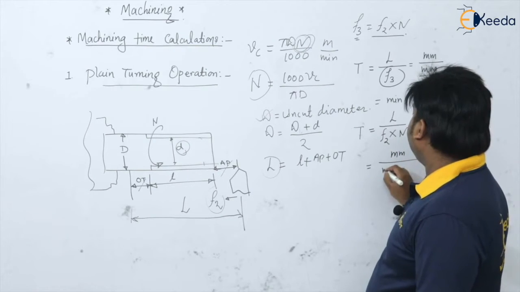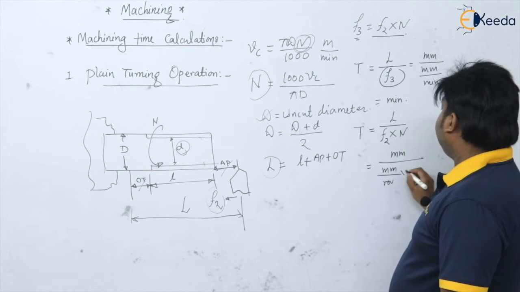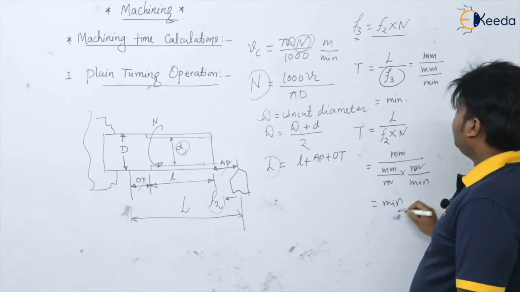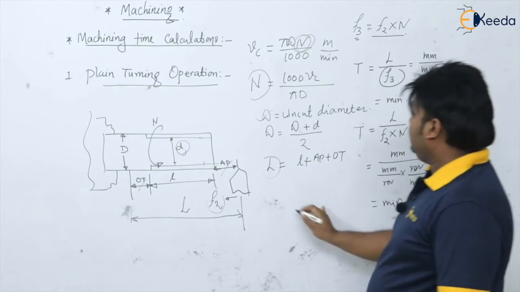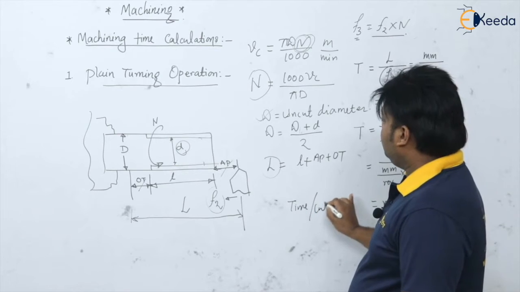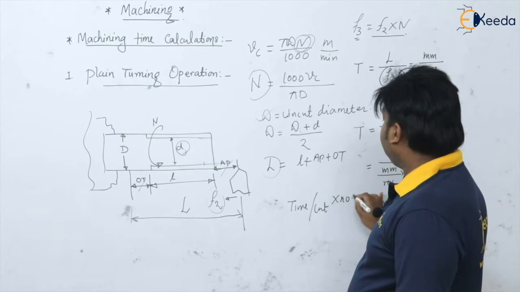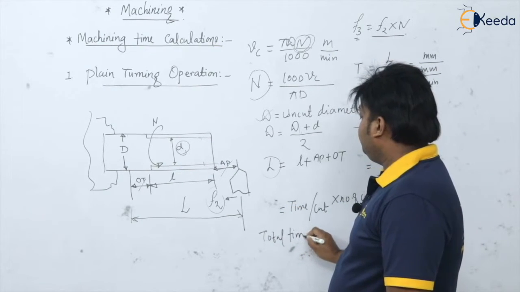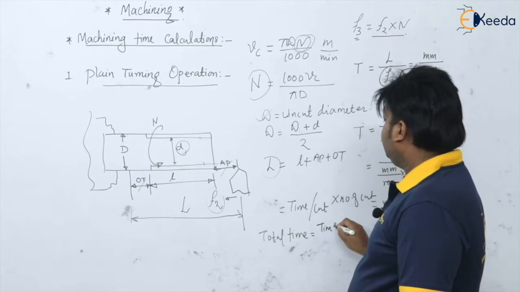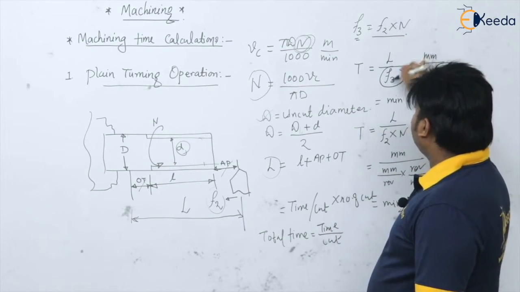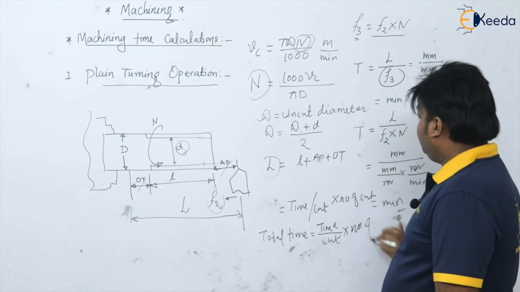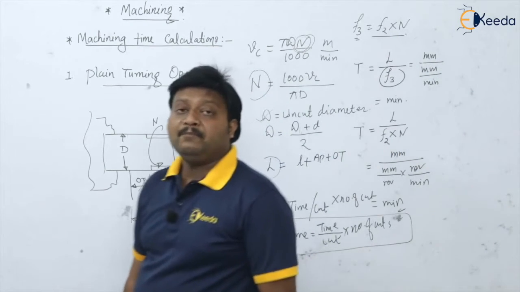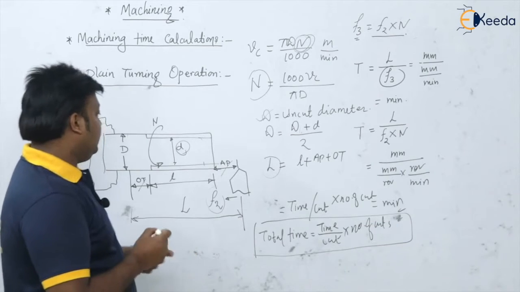mm divided by mm per revolution gives revolutions per minute. So you will get the time in minutes again. Okay, so this is the time per cut. And if you have the number of cuts, then multiply by the number of cuts, and you will get the total time. The total time is the time per cut, which is L divided by F into N, multiplied by the number of cuts. In this way, you can get the machining time. Okay, so this is the first thing.